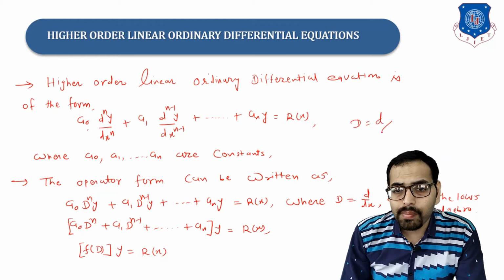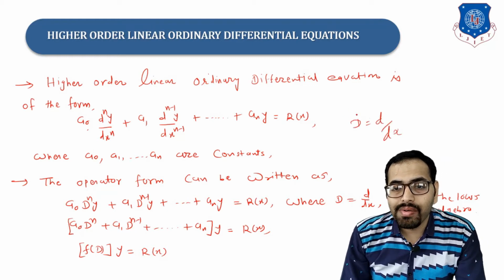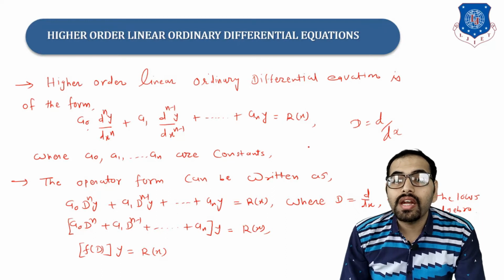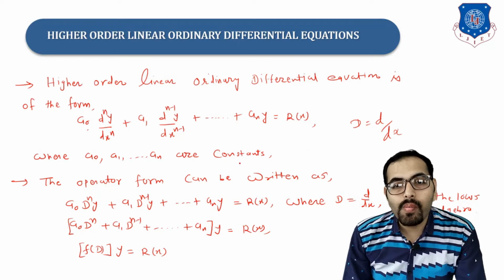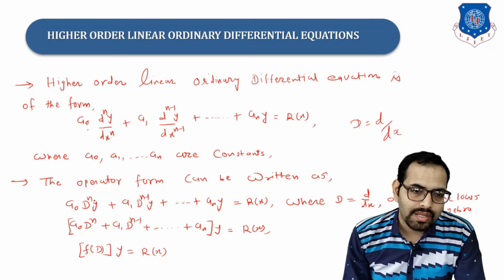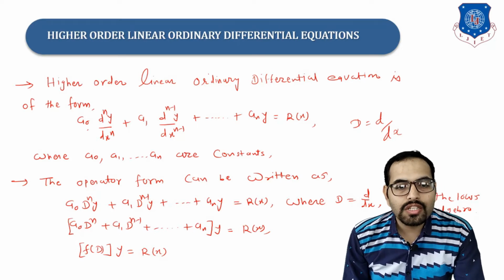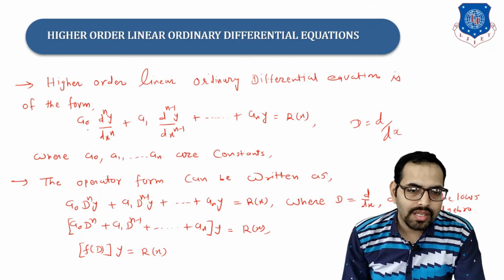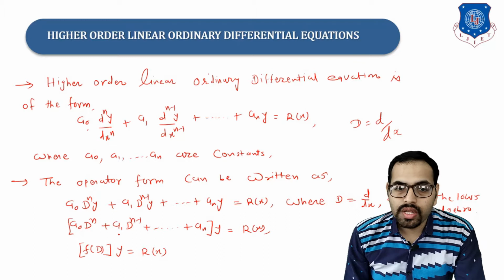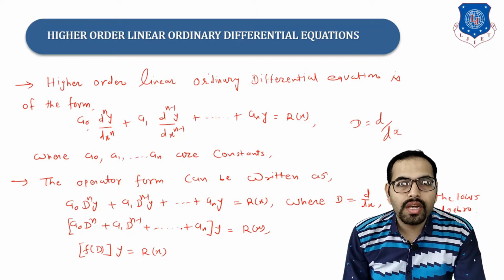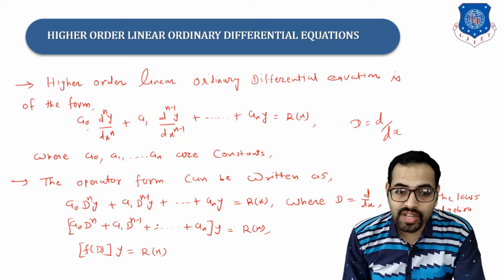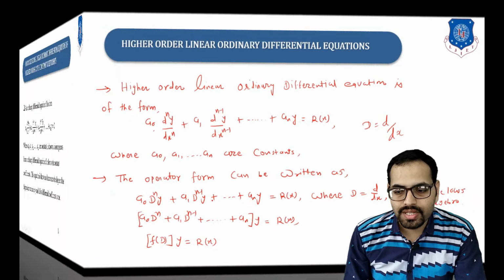See, capital D is indicated by d by dx, where D is the differential operator, which obeys the laws of algebra. Then here we can write a0 D raised to n y plus a1 D raised to n minus 1 y plus and so on plus an y equal to r of x. In this equation, y is taken common, which gives a0 D raised to n plus a1 D raised to n minus 1 plus and so on plus an, of y equal to r of x. This term is indicated by f of D of y equal to r of x.